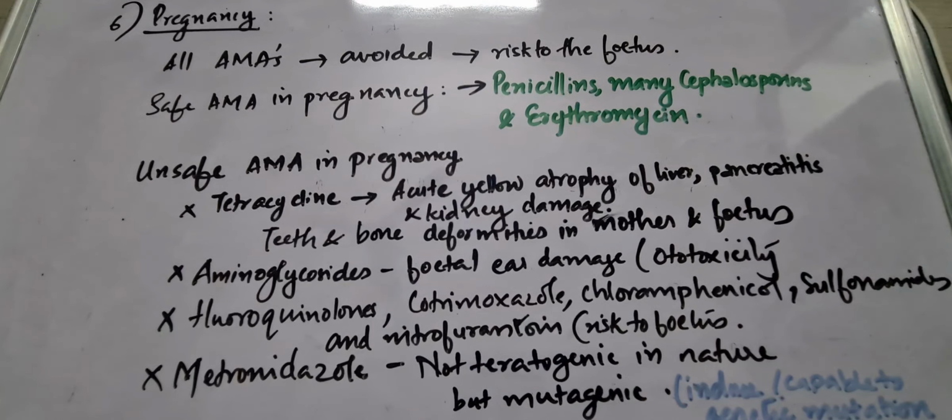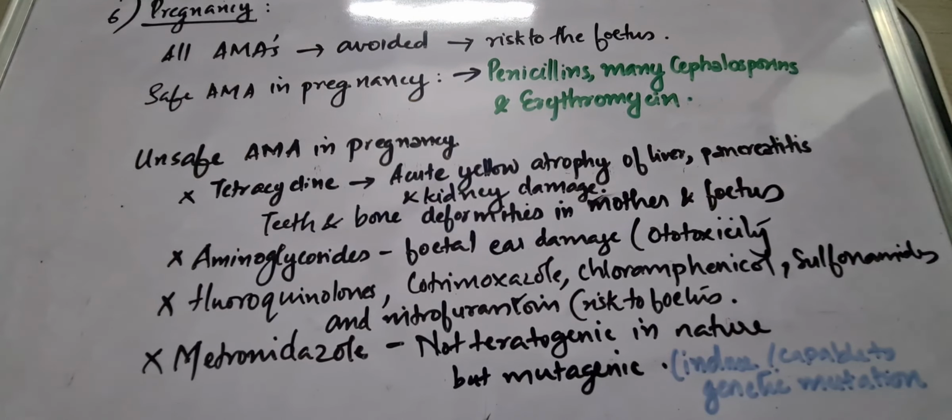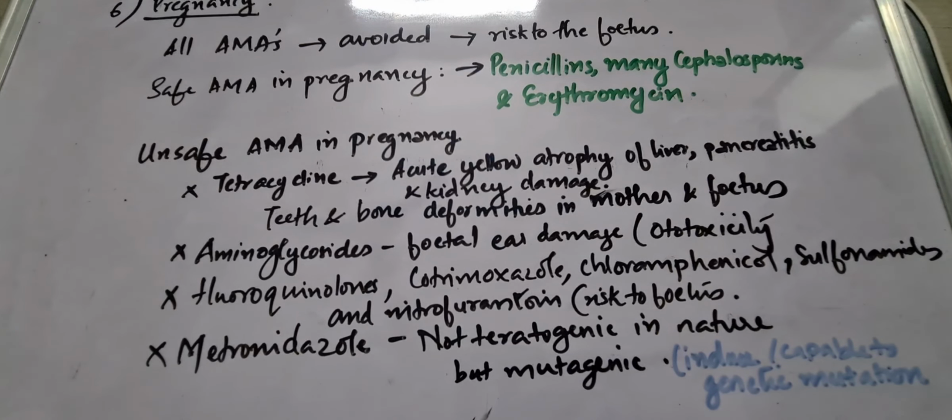Then aminoglycosides. It can cause fetal ear damage, that is ototoxicity. Then fluoroquinolones, cotrimoxazole, chloramphenicol, sulfonamides and nitrofurantoin. They are risk to the fetus. Next one is metronidazole. Metronidazole is not teratogenic, that is it will not disturb the growth and development of an embryo or fetus, but it is mutagenic in nature, that is it is capable of inducing genetic mutation.